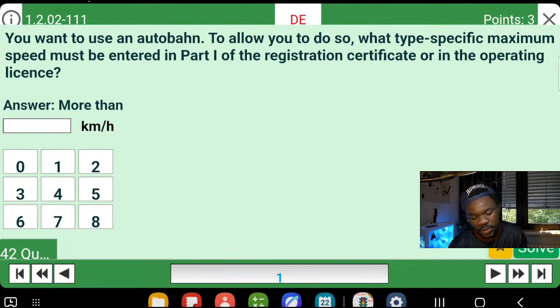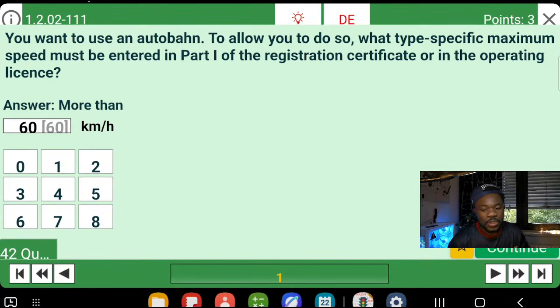60, of course. If your motor vehicle is designed with a permissible maximum speed of less than 60 kilometers per hour, you are not allowed to use the autobahn. Autobahn is German. In English we call it the highway or the motorway. So you're not allowed to use what? The autobahn or the motorway. Okay.